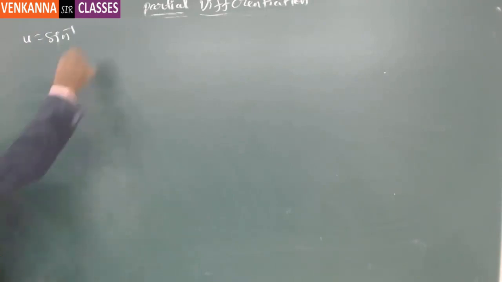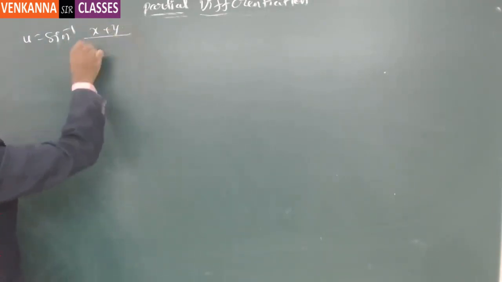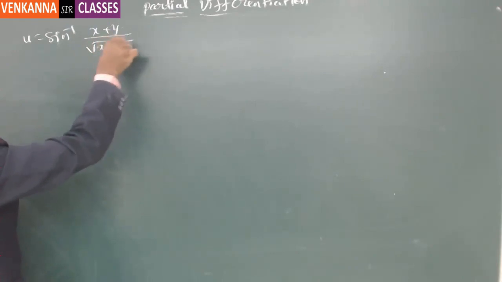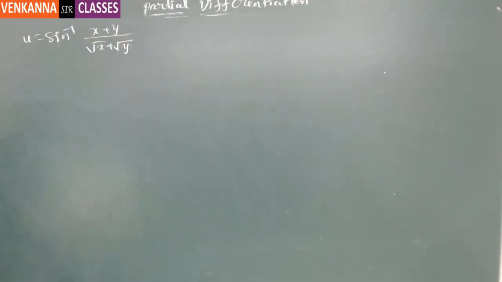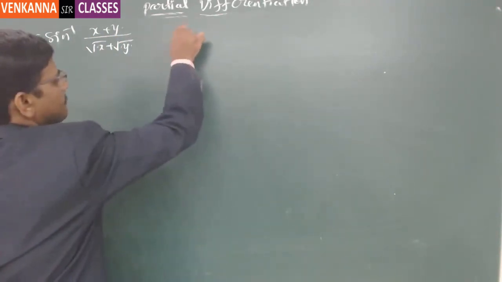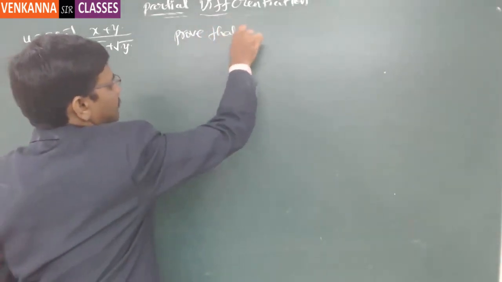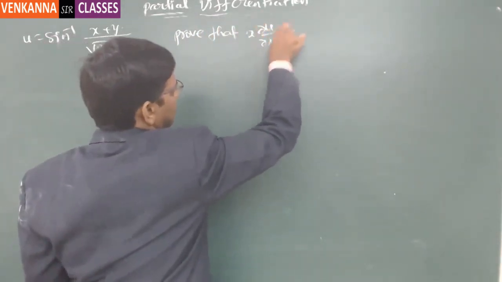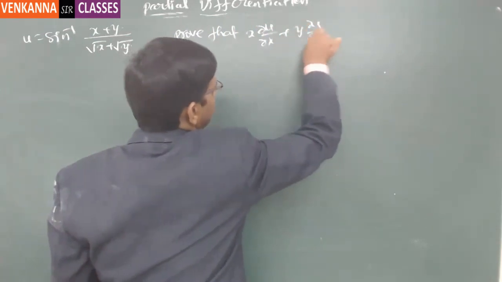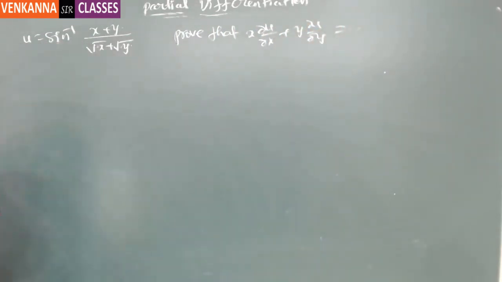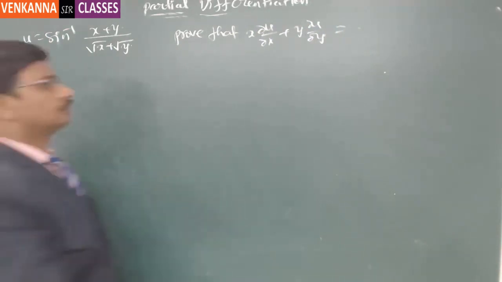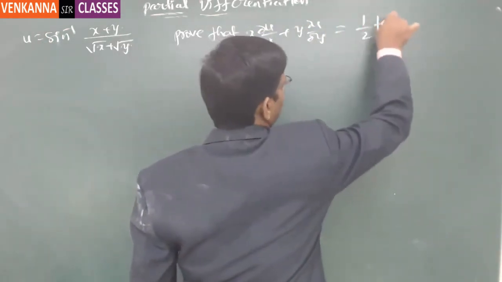Okay. Note down one more. u is equal to sin inverse of (x plus y) by (root x plus root y). Prove that x del u by del x plus y del u by del y is equal to half tan u. That is exactly a similar problem to what we have solved now.